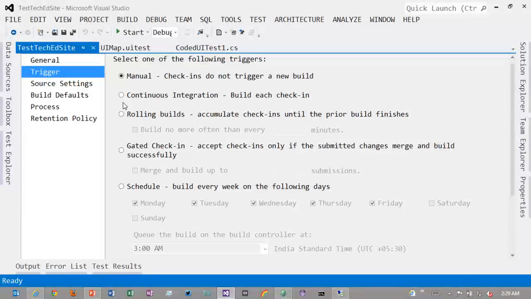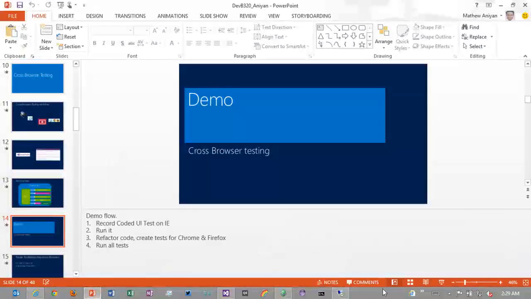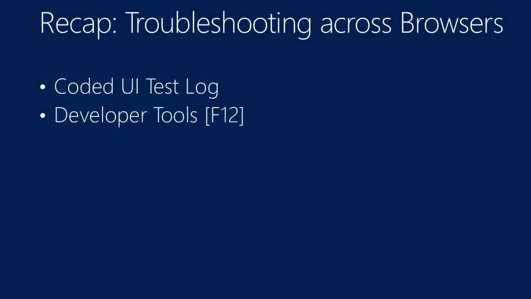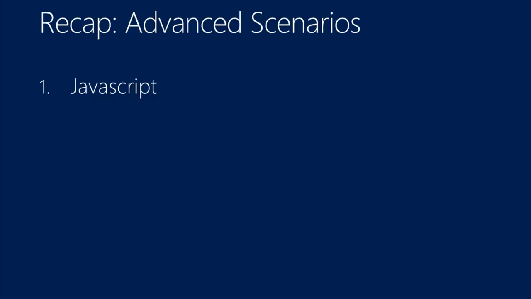All right, I have only 20 minutes, so let me switch to just do a quick recap of what all you saw. I demoed a lot of features in cross-browser. Troubleshooting, we saw how the coded UI test log helps along with the developer tools. Advanced scenarios, we saw scenarios where JavaScript becomes useful during coded UI test execution. I did not cover Ajax, so let me quickly cover that. And we saw dynamic IDs.